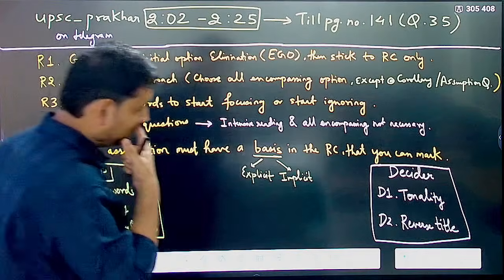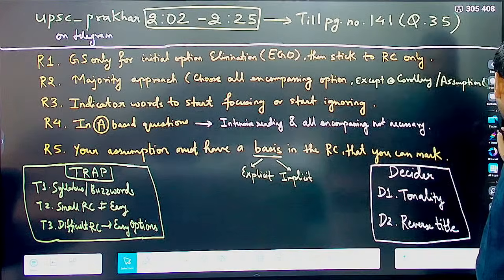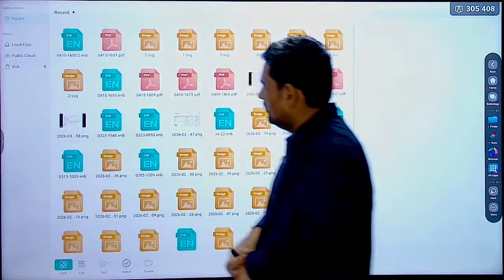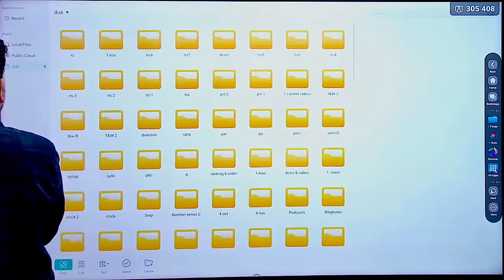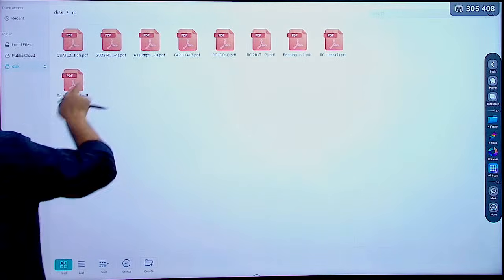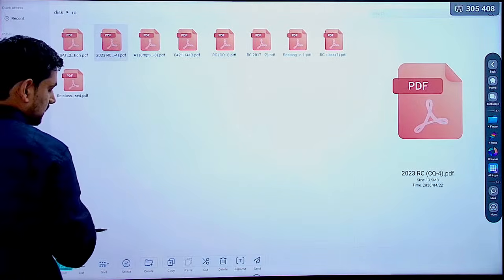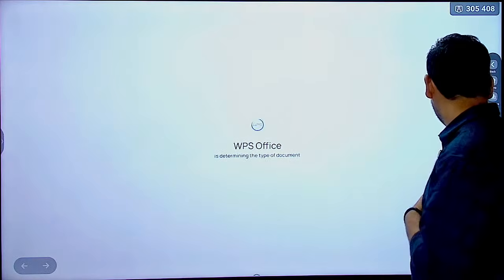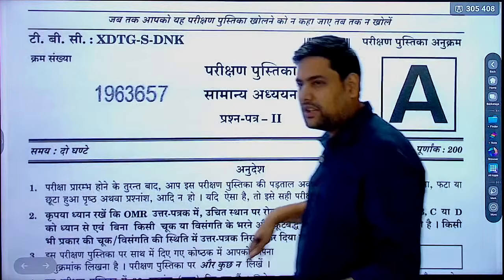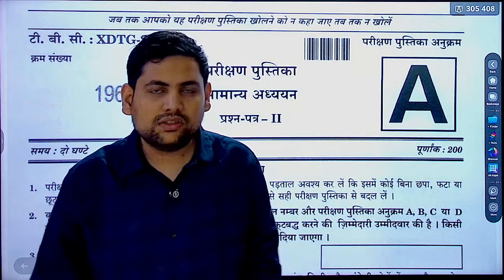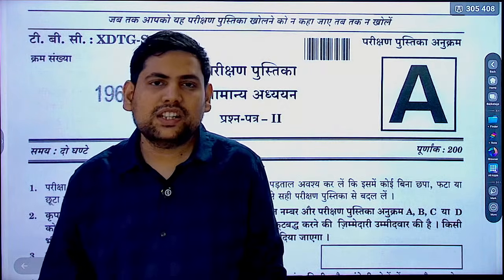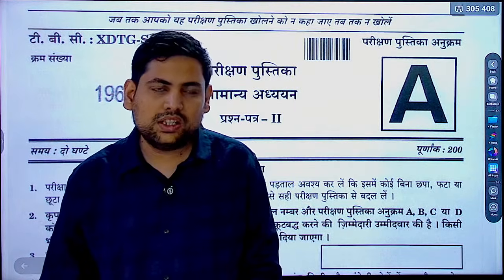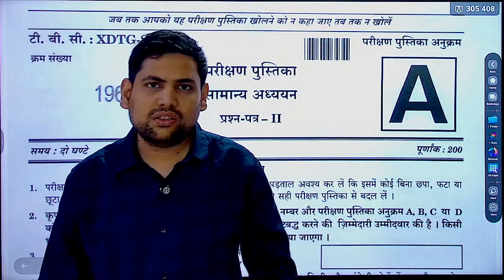Okay, let's see. Yeah, so this was 2023 paper. Okay, this was a decent level of paper. If you are doing good here, you are doing well. Okay, like rarely, like in 2021 I felt the paper was a little tougher than this, but otherwise this is the level or lower than this.